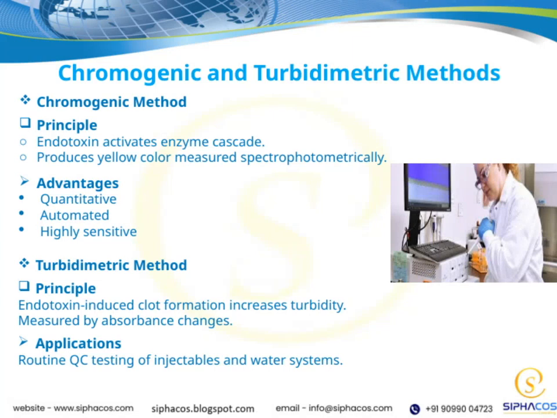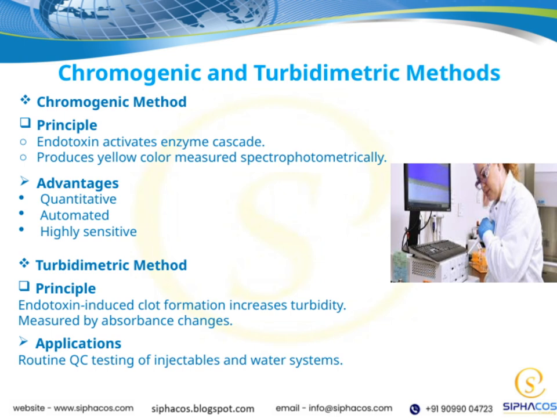Let's look at two key methods for detecting endotoxins: the turbidimetric and chromogenic approaches. The turbidimetric method works by measuring how clot formation, triggered by endotoxins, makes a solution cloudy. We track this cloudiness by changes in absorbance. It's commonly used for routine quality control in injectables and water systems.